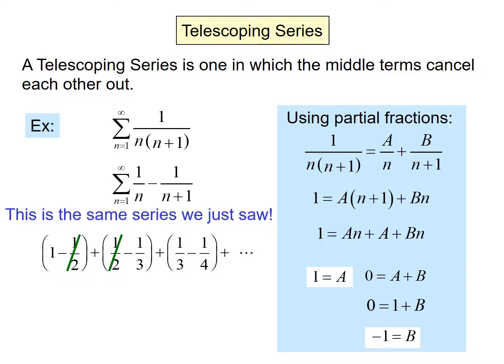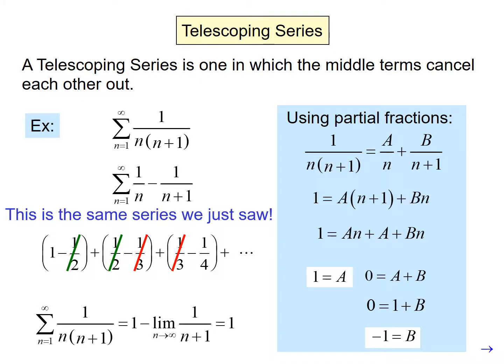So again, we can write out the first few terms, see that these all cancel out. So the sum from n equals 1 to infinity of 1 over n times n plus 1 is equal to that first term that never cancels, 1, minus the limit as n goes to infinity of 1 over n plus 1, which turns out to be 0. So this thing converges again to 1.